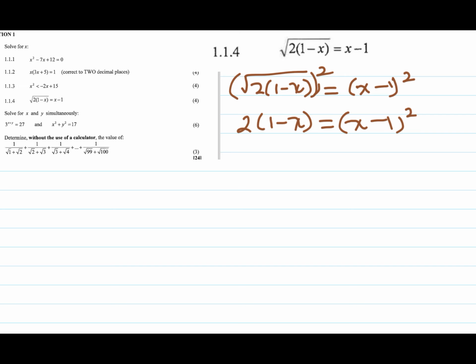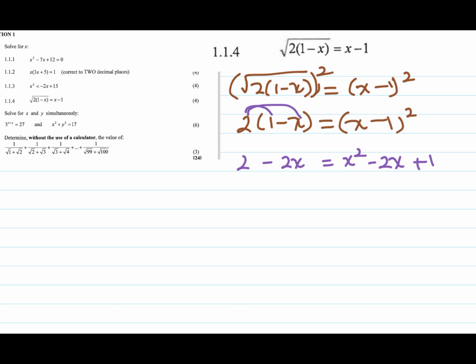Okay, so we're going to multiply 2 times 1. That's going to be 2. 2 times x is going to be 2x, equal to, and this one here is going to give us x squared minus 2x plus 1.